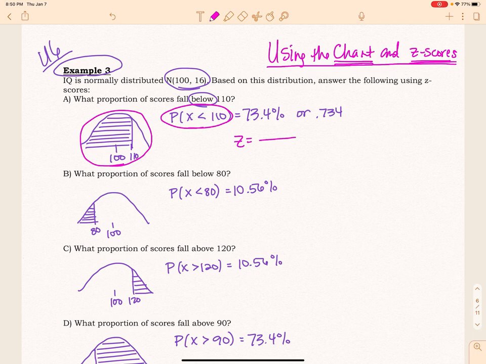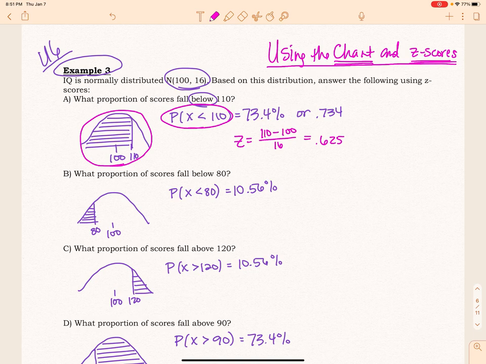For this particular problem on part A, I want the probability that x is less than 110. So my z-score would look like this: 110 minus the mean of 100, over the standard deviation of 16. And that is going to give me a positive 0.625. Okay, so now I'm going to use the chart to find the area associated with that z-score.